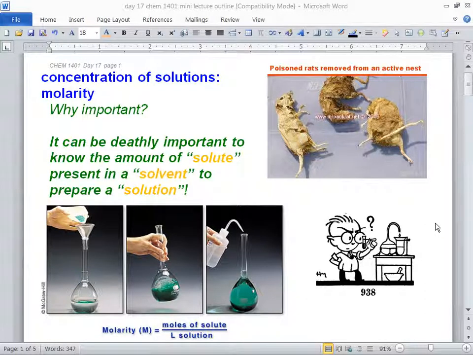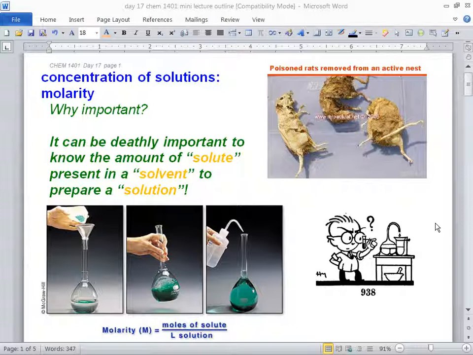Okay, so we're moving on from this redox chemistry to concentration of solutions. And specifically, molarity is what we're going to be using to calculate the concentration of solutions. And this is going to be our last topic before our upcoming exam. So what's the big deal with molarity?